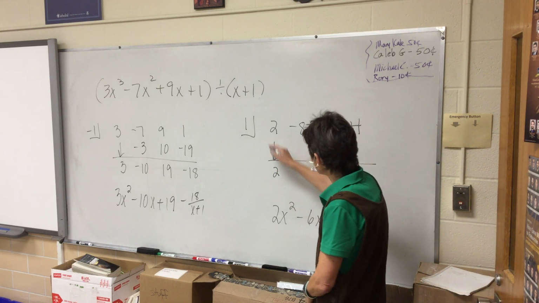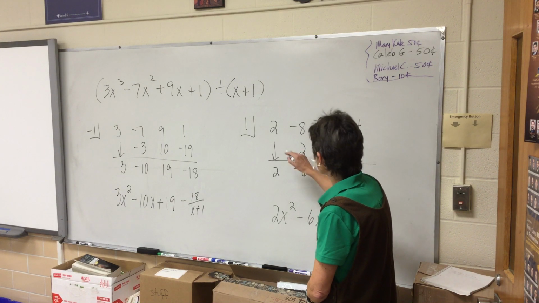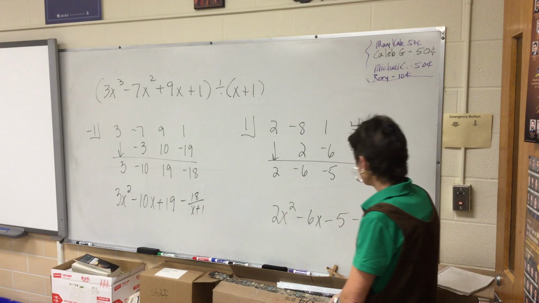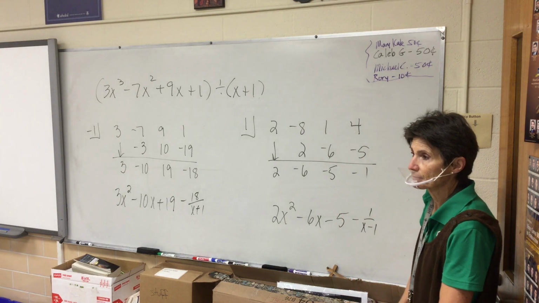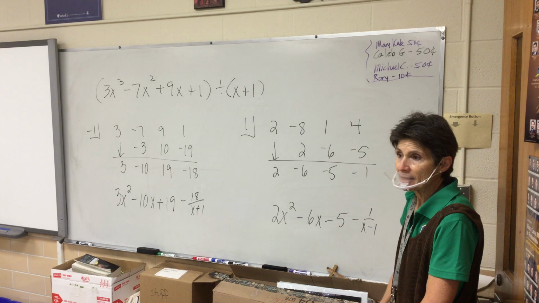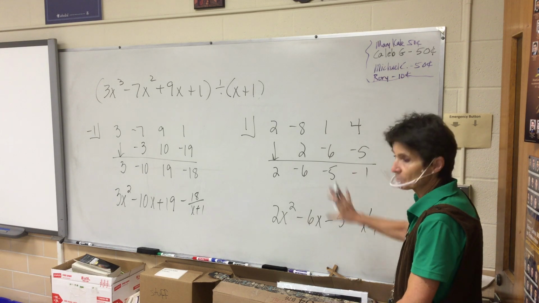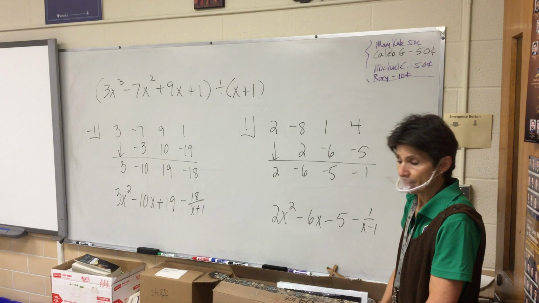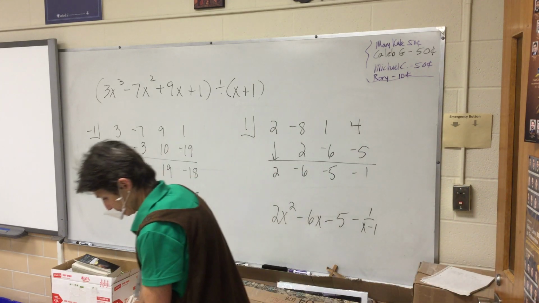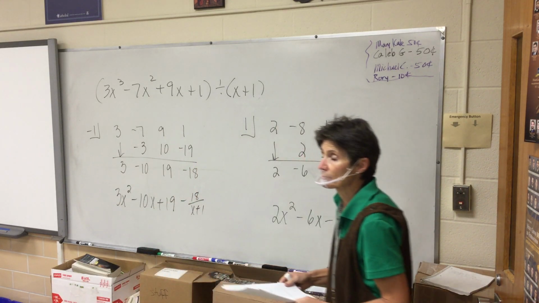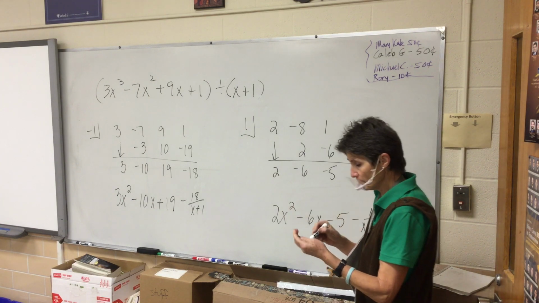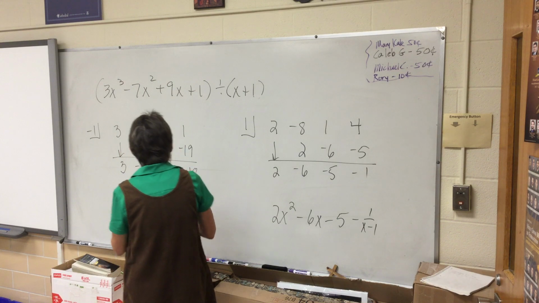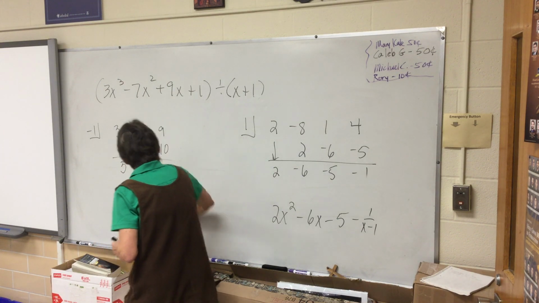All right, quickly, 1 times 2 is 2, add -6, add -5, add -1. I think he's exactly right. Anybody have a question about that process of synthetic division? All right, we have a couple more things to talk about, and then we'll be done with these notes. So, let's look at the next page.